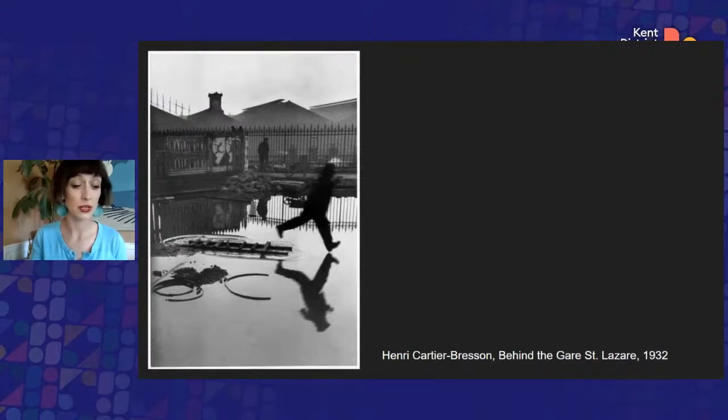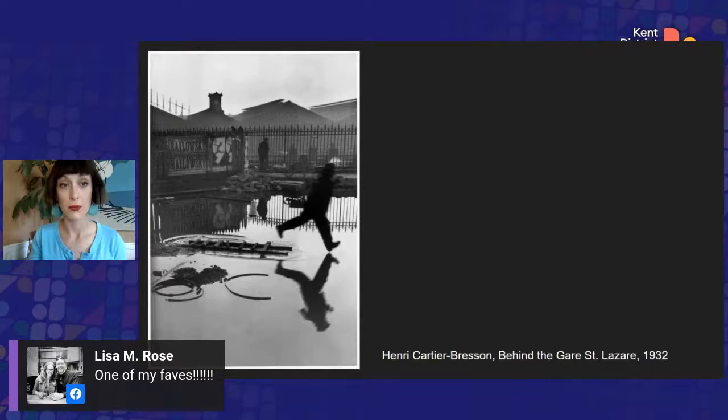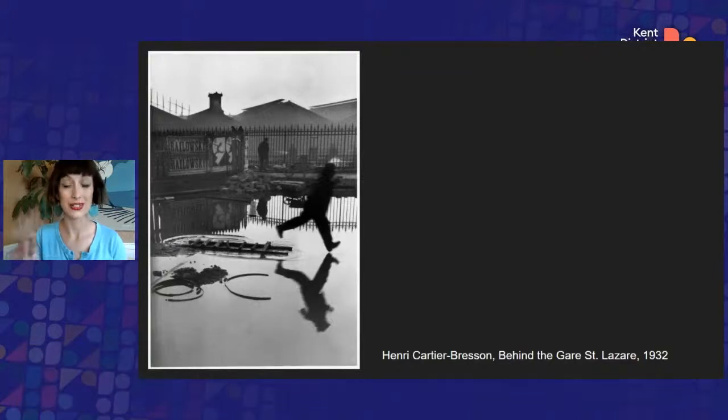So we're going to move through these images a little bit slower, and I'm going to give you a few seconds to see if you can spot his centers of interest. This one is behind the Gare Saint-Lazare. Depending on who you are, and there's really no wrong answer, you may say that the man jumping over the puddle would be the center of interest. And we can see that he's the center of interest because not only is he the only figure in motion, but his reflection is below. And so it adds a level of balance, and it adds a level of that dynamic composition.